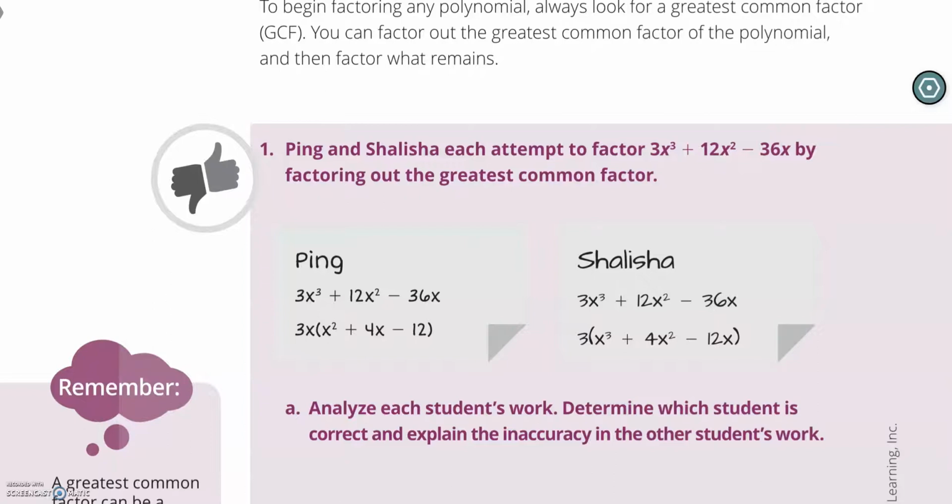So although Shalisha did factor correctly with what she factored out, she did not factor out the greatest common factor because she left a common factor in. She left an x in. Notice all those terms have an x. So Ping was correct. This is the greatest common factor.